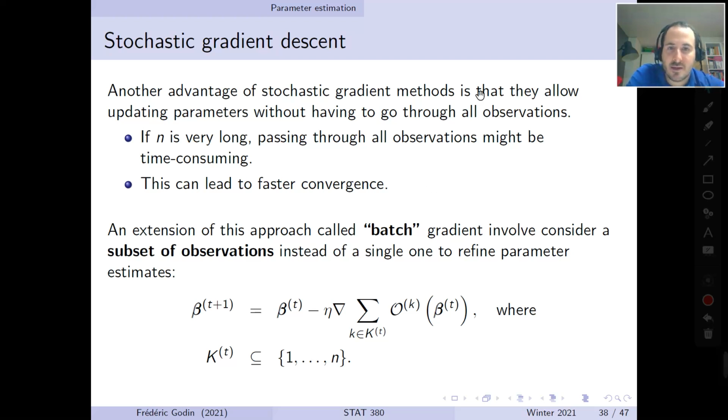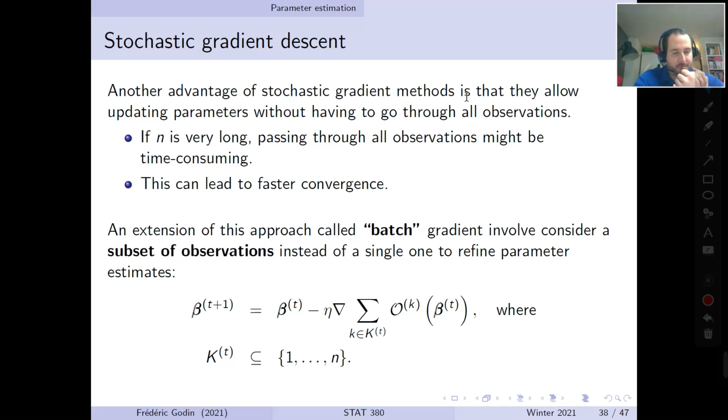Okay, so these are the advantages I've just discussed. But now, if we use a single observation at a time to use the associated component of the gradient instead of using the entire gradient, which sums across all observations, an issue is that the estimation of the gradient might be too poor.